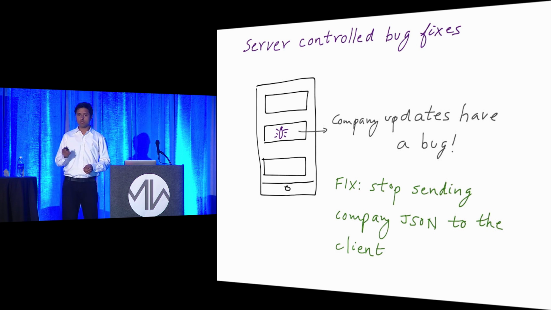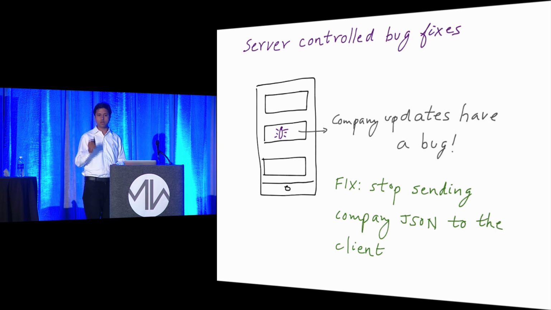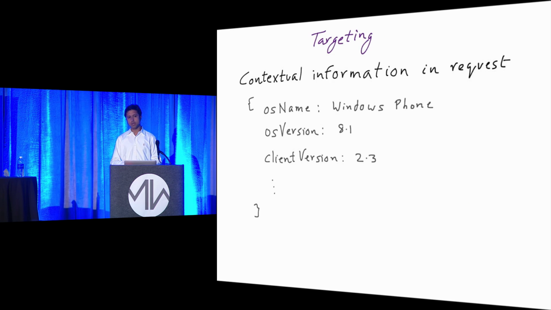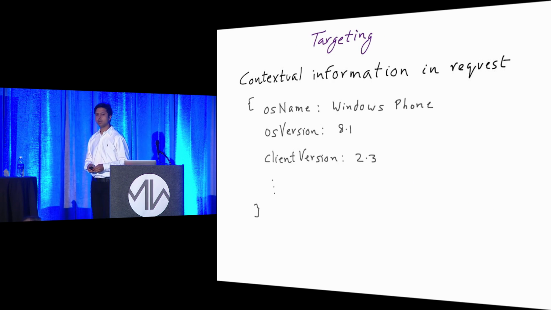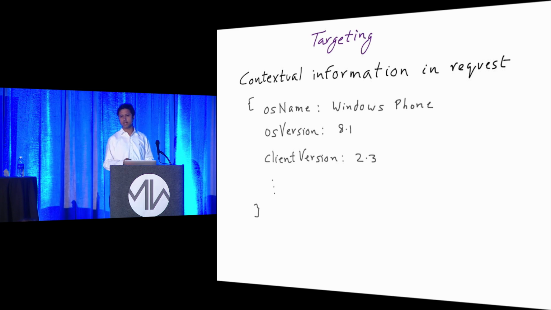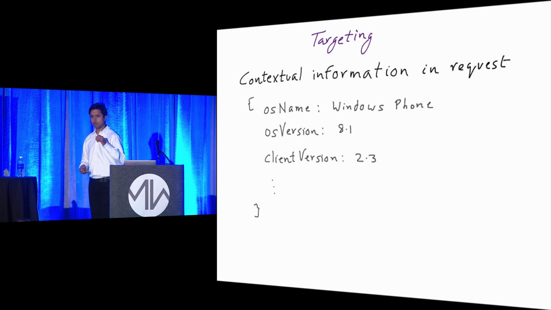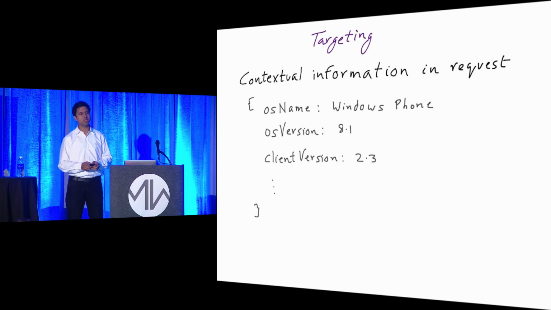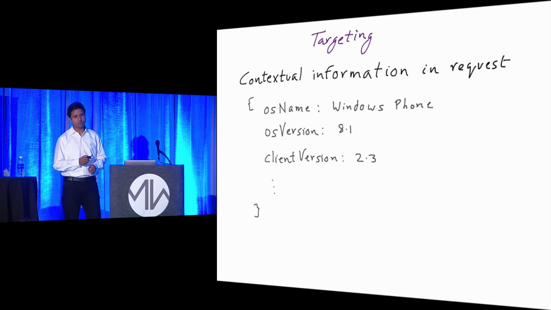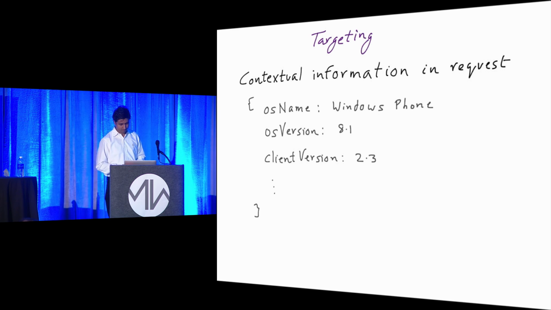Now, I mentioned that we fixed it only for this client. How do we do that? How do we target bug fixes to a particular client? We do that based on a bunch of contextual information that comes in as part of the request from the client. So with every request that the client is making, it's also sending things like the OS name, the OS version, and the client version. What this helps us achieve is that we can, on the server side, actually have logic which is customized to that particular client. And we can say, hey, for client version 2.3, company updates are broken, so do not send them to client version 2.3. Works really well. And we're able to do a bug fix entirely on the server.